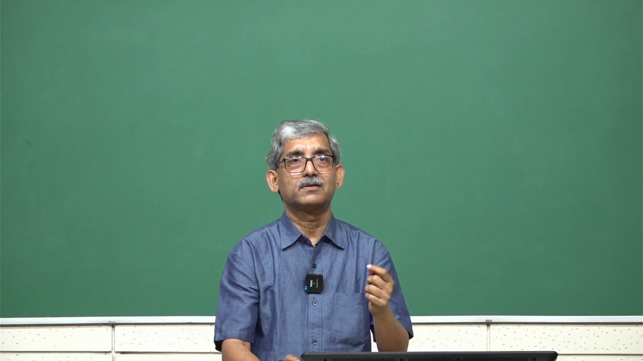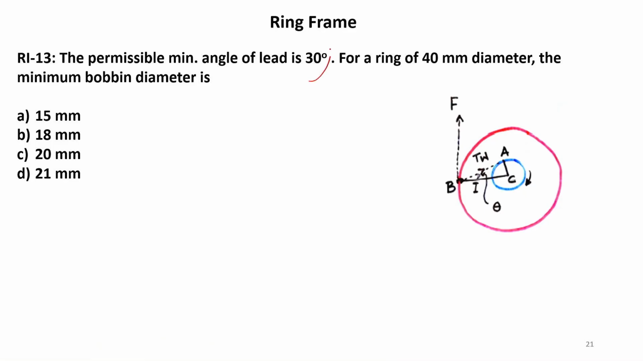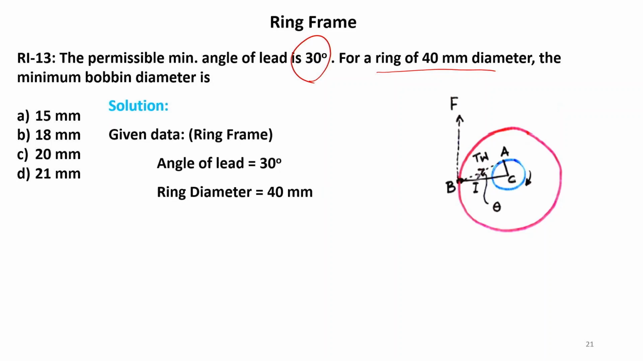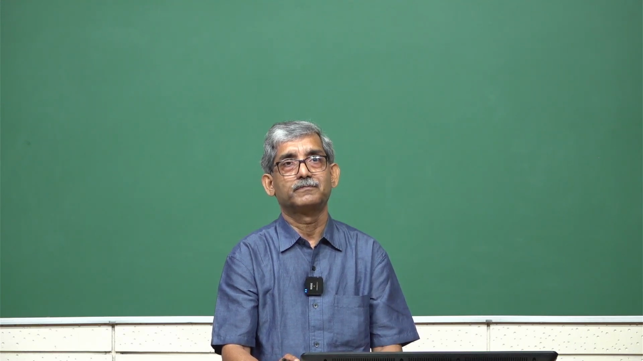Now, before that let us do another example. The permissible minimum angle of lead is 30 degree, a similar numerical, and for a ring of 40 millimeter diameter, the minimum bobbin diameter. This is the minimum angle of lead 30, and sin theta is bobbin diameter by ring diameter. So, bobbin diameter is sin 30 degree multiplied by 40. So, it will be 20 millimeter. So, minimum 20 millimeter bobbin diameter has to be used.